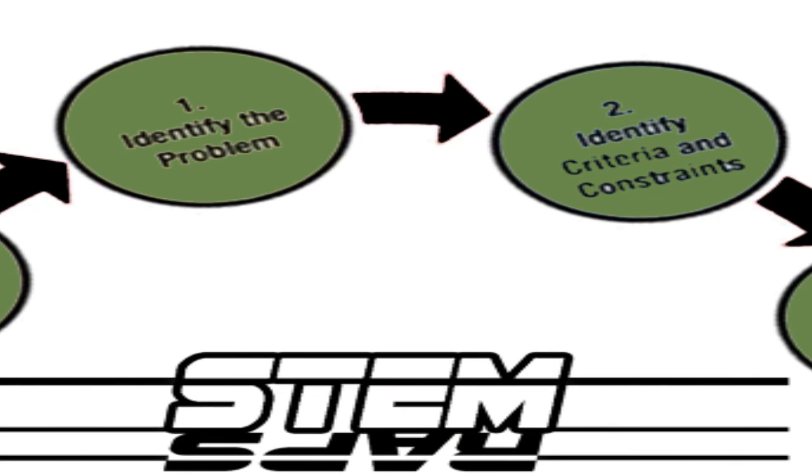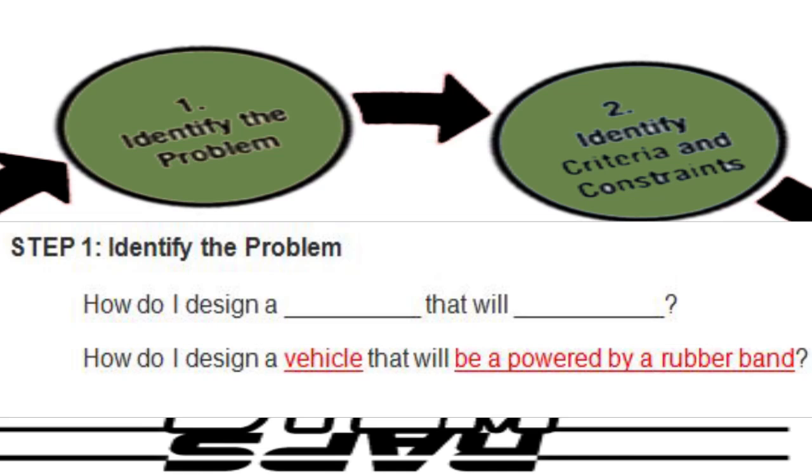Identify the problem. So when it comes to a problem where we need to design something, we need to create something, we need to answer a problem. The step 1 comes with a question. How can I design a blank that will blank? Okay, students know this question, that the short answer to this is how can I design a blank that will blank?